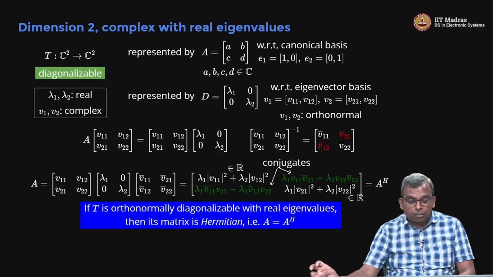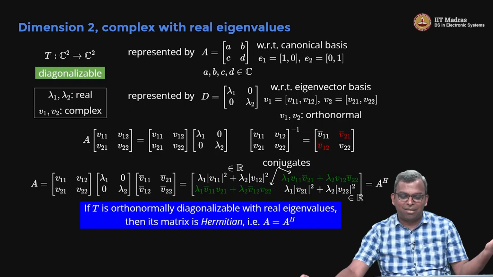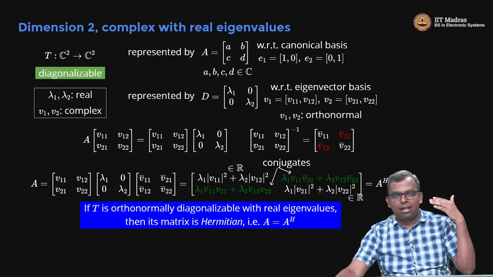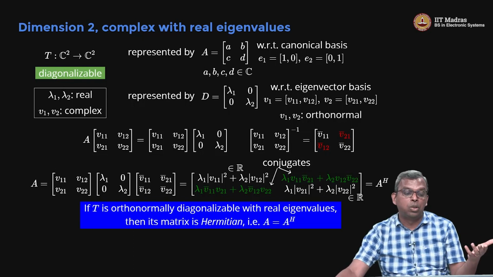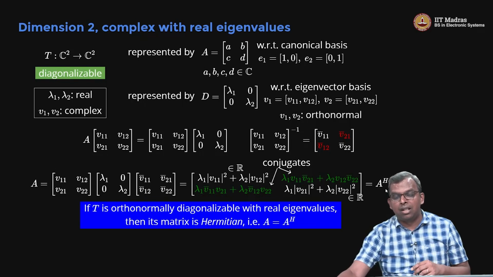So, what we get here is an equivalent to what we had earlier. In the R2 to R2 case, we saw that if T is orthonormally diagonalizable, then the matrix was symmetric, A equals A transpose. Notice what happens in C2 with real eigenvalues. The eigenvalues being real is crucial here. If T is orthonormally diagonalizable with real eigenvalues in C2 to C2, then its matrix has this Hermitian property. If A equals A Hermitian, it is called Hermitian. If A equals A transpose, it is called symmetric. If A equals A Hermitian, it is called a Hermitian matrix.